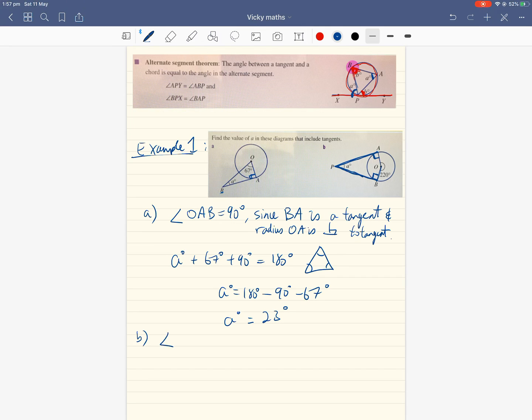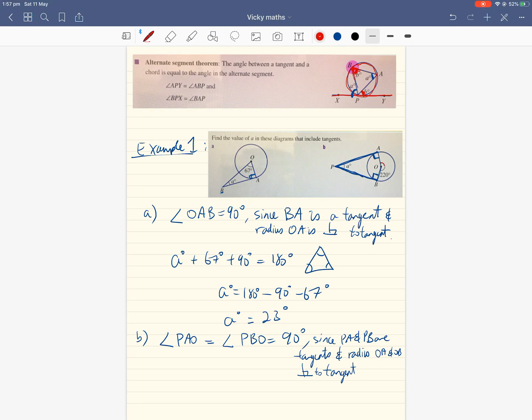So we can write down what we know. So angle PAO is the same as angle PBO, which is 90 degrees. Why? Since PA and PB are tangents, and the radius, or radii, OA and OB must be perpendicular to tangents. So we know those two corner angles are 90 degrees.